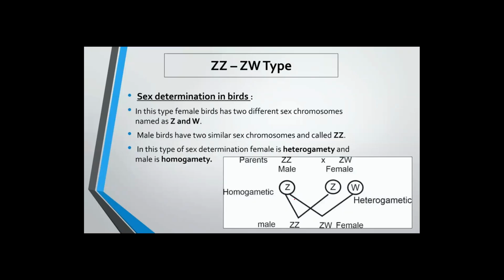Now moving to the next type of sex determination, in birds. It is the ZZ and ZW type. Here the male has the ZZ sex chromosome genotype, whereas the female has the ZW genotype. That is, the female is heterogametic and the male is homogametic.